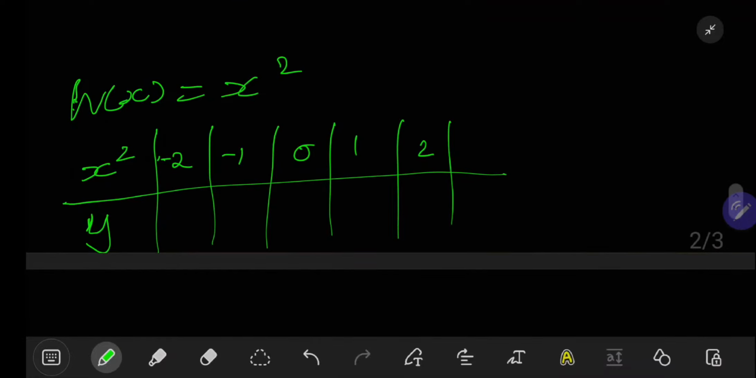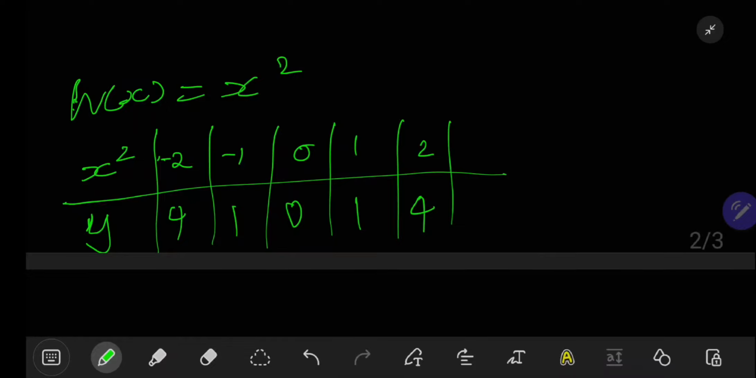So when x is -2, what is our y value? Then our y value will be 4. So when x is -1, then our y value is 1. Then when x is 0, our y value is 0. Then 1 corresponds with 1. Then 2, 4. So these are our set of coordinates.